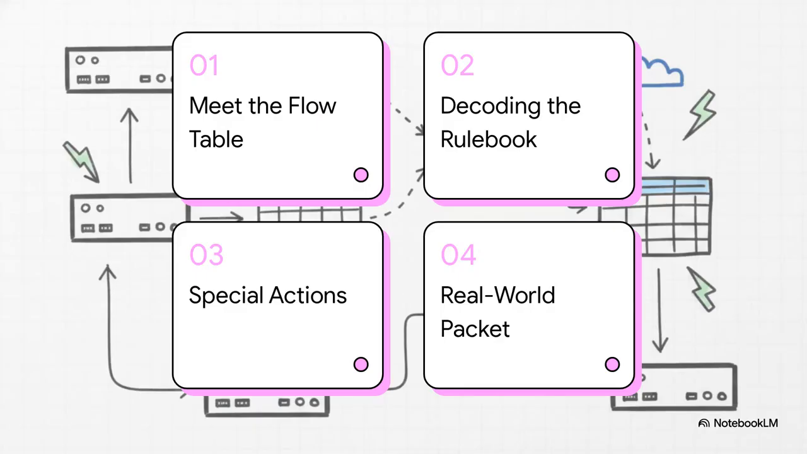So, to understand how our traffic cop works, here's our roadmap for today. 1. Meet the flow table. 2. Decoding the rulebook. 3. Exceptions and special actions. And 4. We'll look at a real-world packet example.